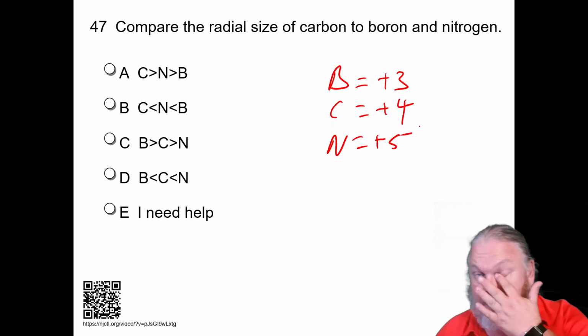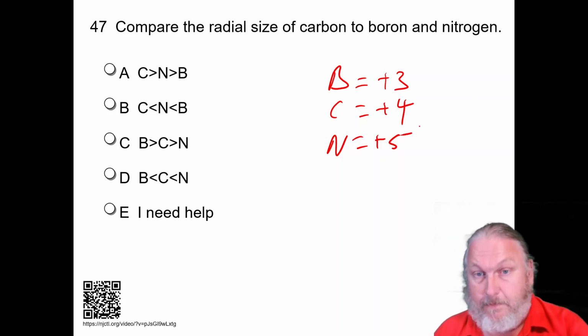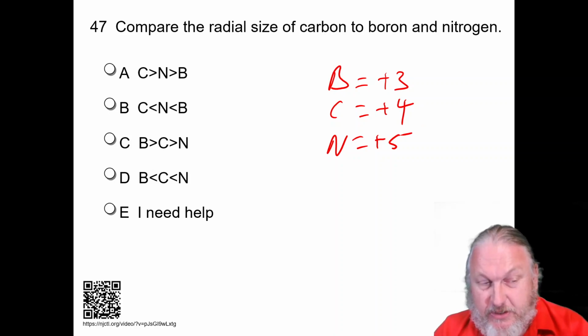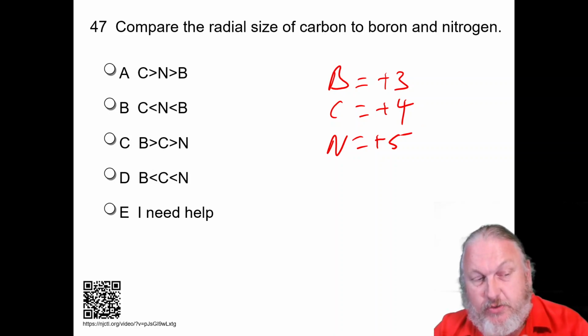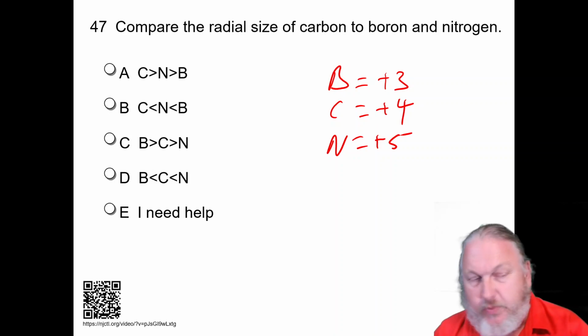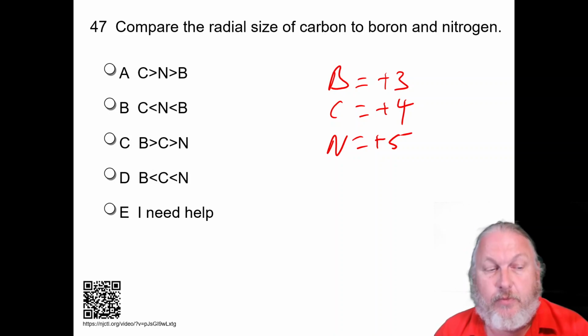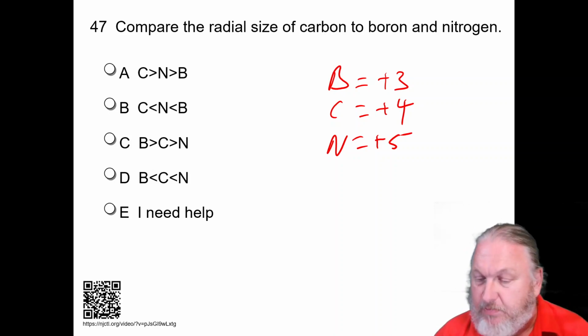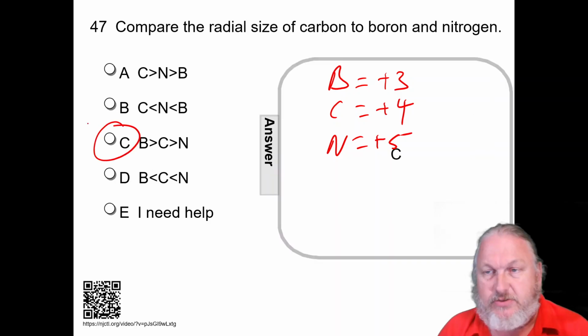So what does that mean? Boron is going to have less force pulling it, so those electrons are going to spread out because they don't like each other. So there's going to be less positive force. So boron is going to have a larger radius than the next one, carbon. Carbon will have a larger radius than nitrogen. Nitrogen will have the smallest radius. So that's going to be C.